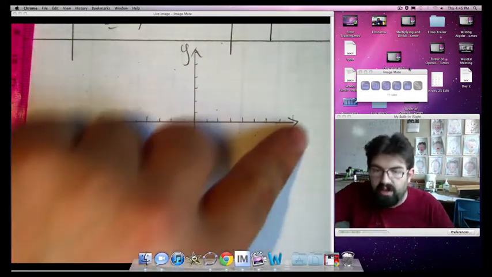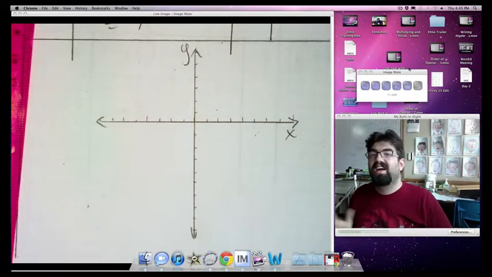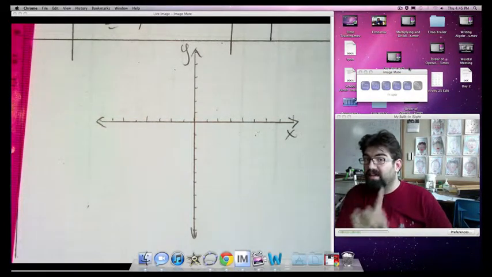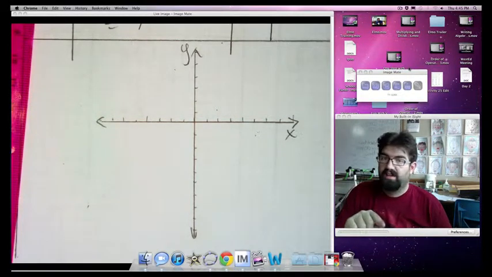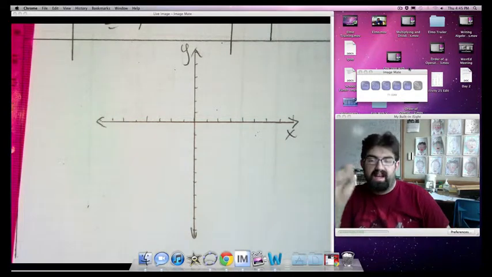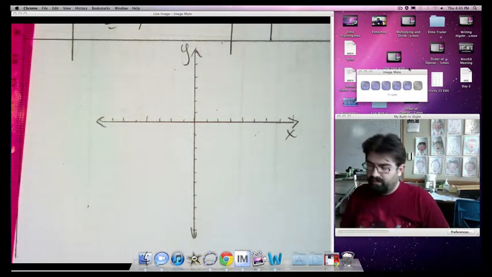This technically goes on forever. It is a line. It does not stop. A line segment stops, but not a line. So if we draw a line, it has to have an arrow.